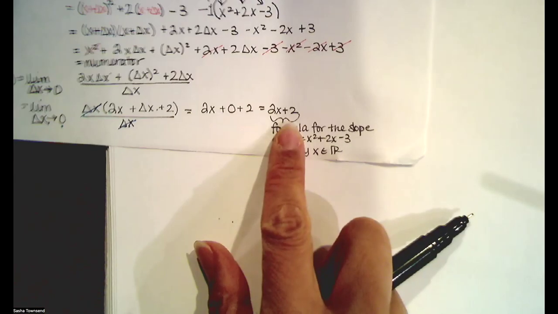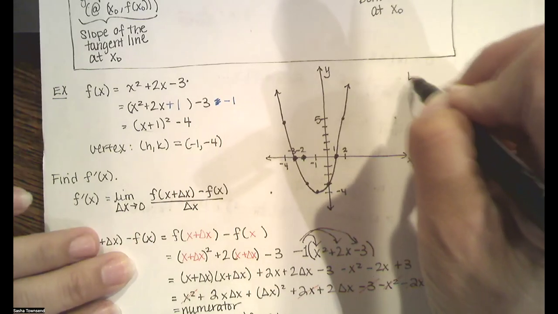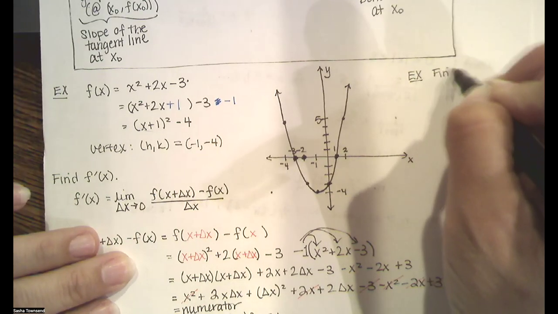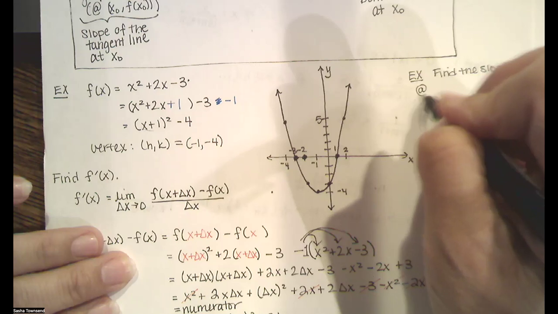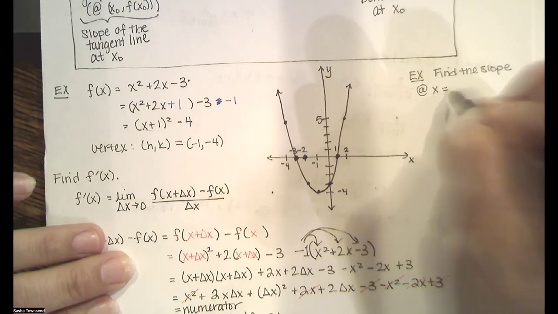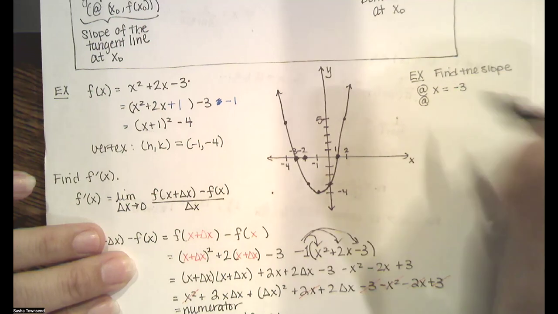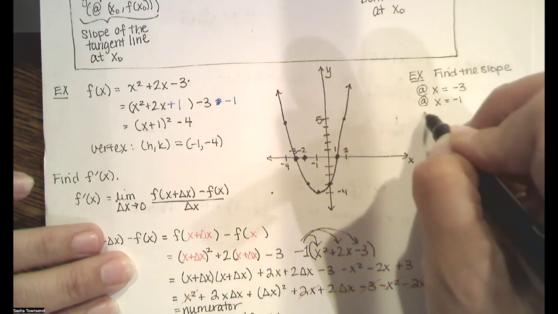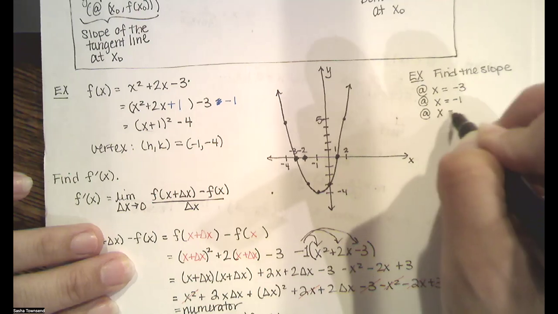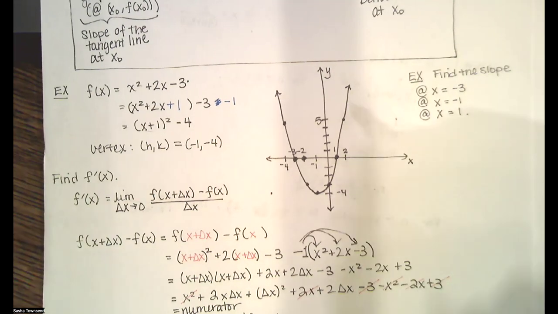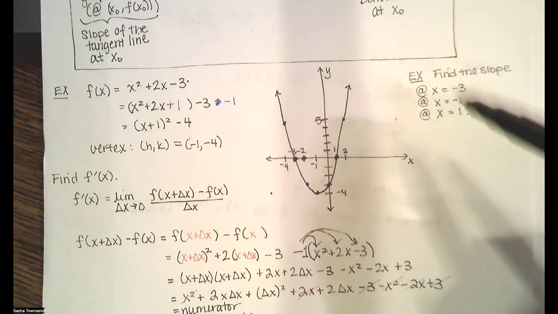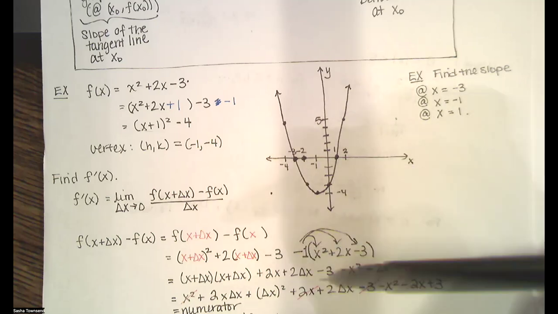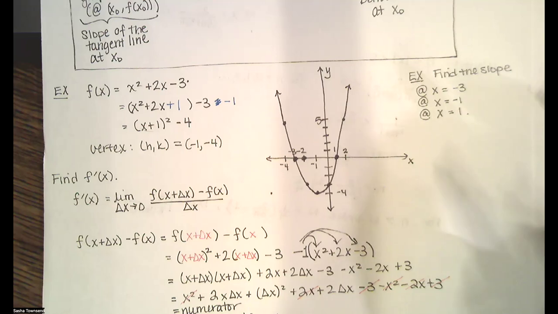So now that we know that that's the formula for the slope of this particular function, we can answer a couple of other questions. We can find the slope at various x values: at x equals -3, at x equals -1, and at x equals +1. And if we've drawn our graph to scale, we can confirm that those slopes are correct by graphing not just the curve, but also the corresponding tangent line.